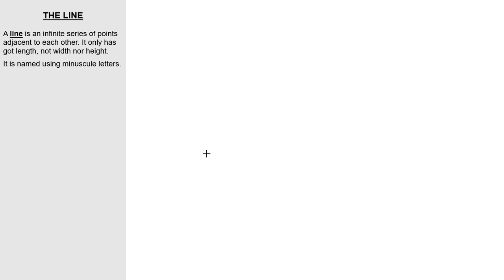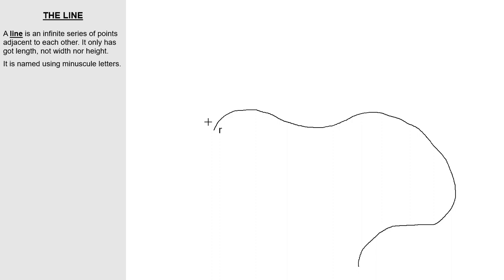Let us see now what a line is. A line is an infinite succession of points, one adjacent to another. Or, in other words, a line is the drawing generated by a point that moves. A line is infinite, without a beginning or an end. And, at the same time, a line has only got length. It doesn't have any width nor height. We always name lines using lowercase letters like R.